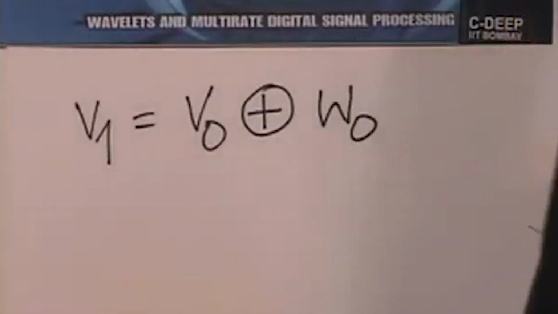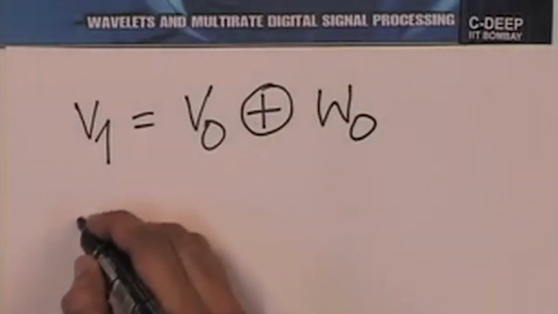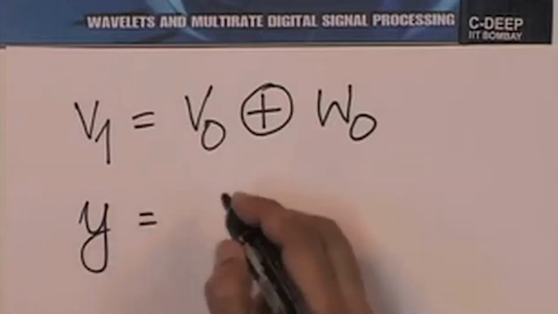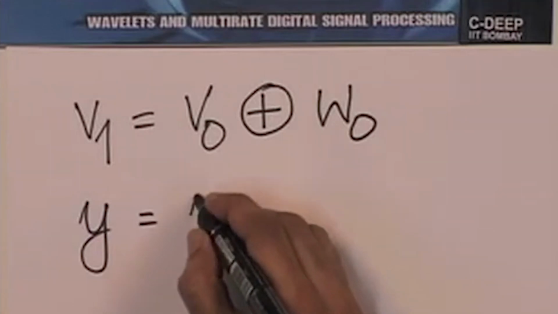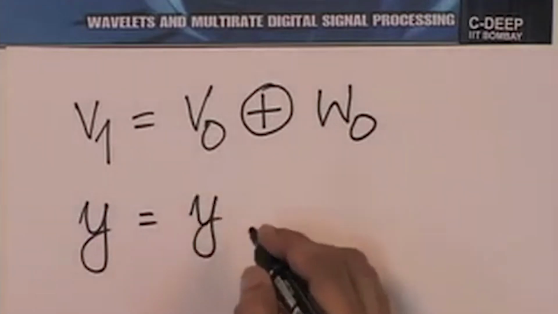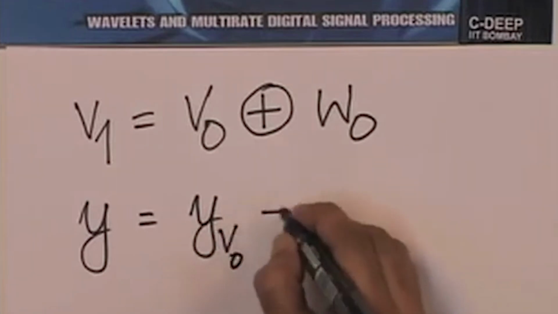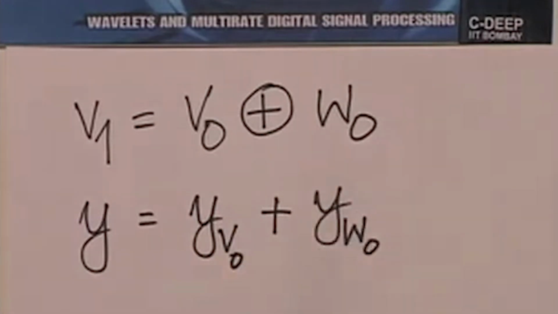So, let us proceed to put down these two projections. So, we have the projection of y on V0, which we shall call y V0, and y on W0, which we shall call y W0. Let us sketch y V0 first.